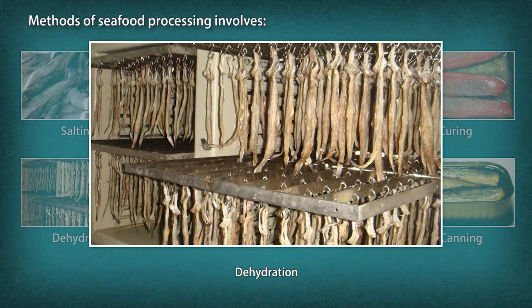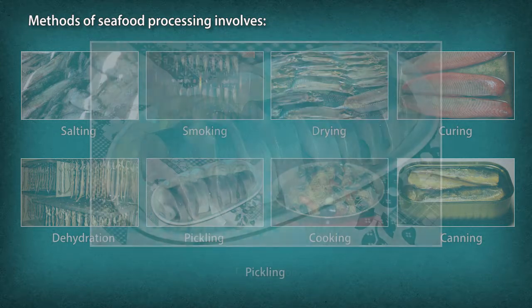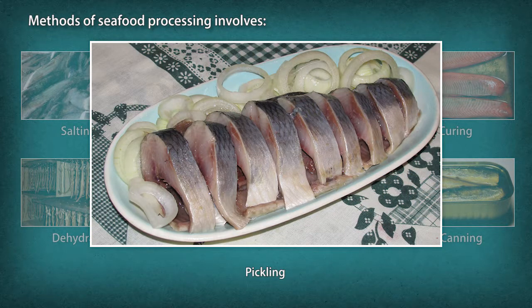Dehydration. Dehydration is an artificial process of drying because it is done with the use of mechanical devices such as ovens that produce artificial heat for drying. Pickling. Pickling is a method of preserving food in brine or vinegar. It can be done with or without bacterial fermentation.